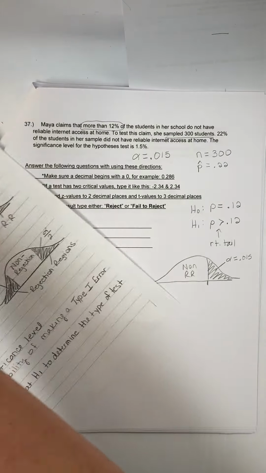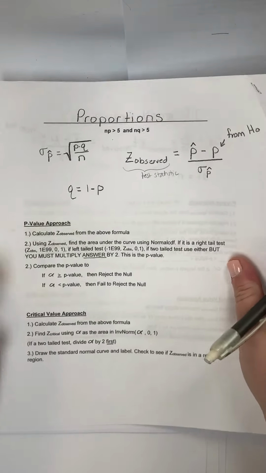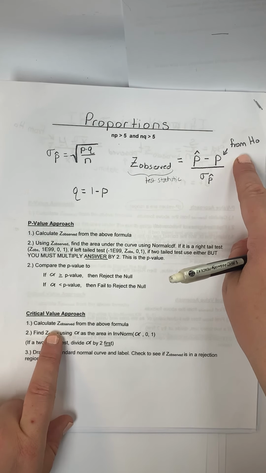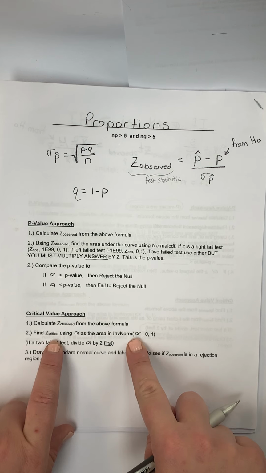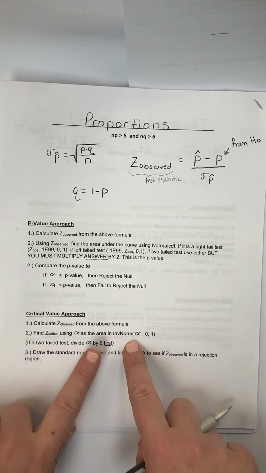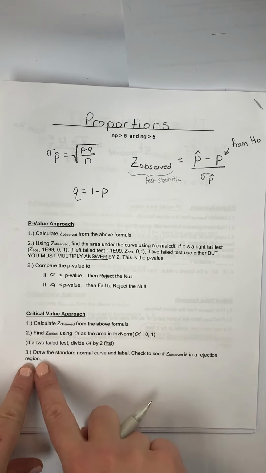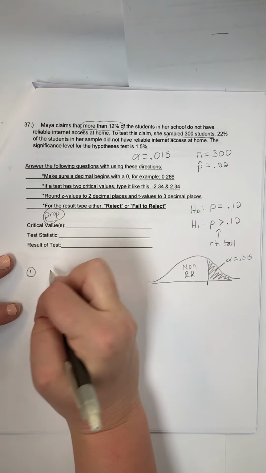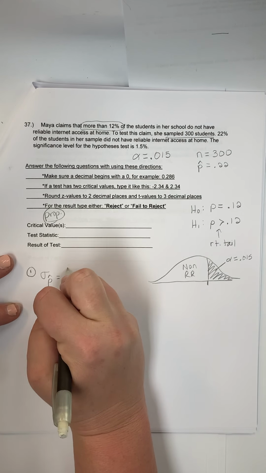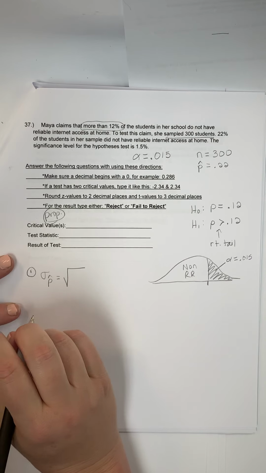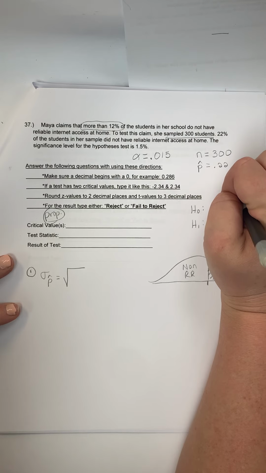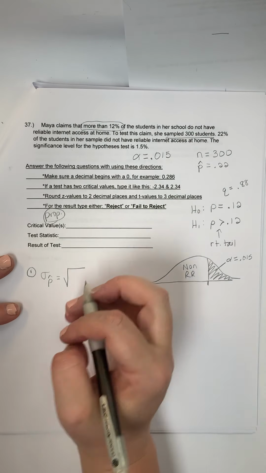All right. And we're going to jump right in. So we go to this little handy dandy packet. We flip over to proportions, critical value approach, calculate your test statistic or Z observed, find Z critical with inverse norm, use alpha as your area. We don't have to divide it first because it's not a two-tailed, and then check your region. Okay, so first part, we need sigma p hat. All right, we have P, it's 0.12. We also need Q. Okay, Q is going to be 0.88, 1 minus 0.12.